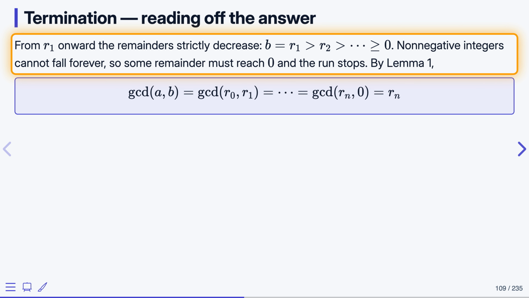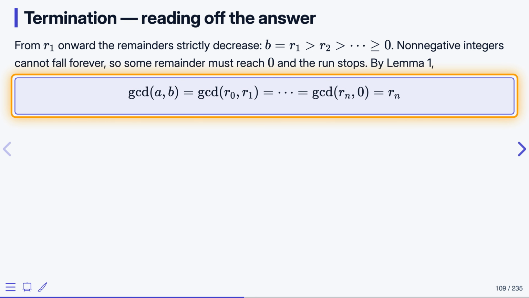Let's put the two pieces together. From R1 onward, every remainder is strictly smaller than the one before, and none of them ever goes below 0. Whole numbers cannot keep falling forever, so sooner or later a remainder hits 0 and the run stops. Now apply lemma 1 to every step of the chain. Each division leaves the greatest common divisor unchanged. So the greatest common divisor of A and B equals the greatest common divisor of R sub n and 0. And that is just R sub n.